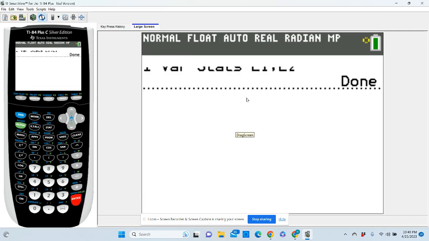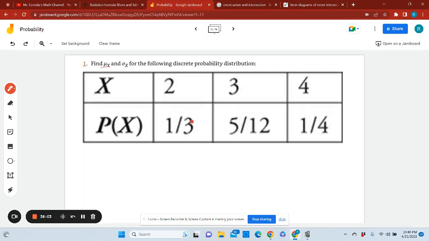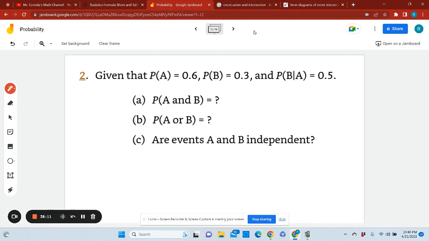Anyway, I can hit calculate here. It'll give me the mean. There's the mean, 2.9166666. There's your standard deviation right there, 0.759. All right, and that is what I would write on my exam if I was asked to do this. Okay, let's see, a couple more.